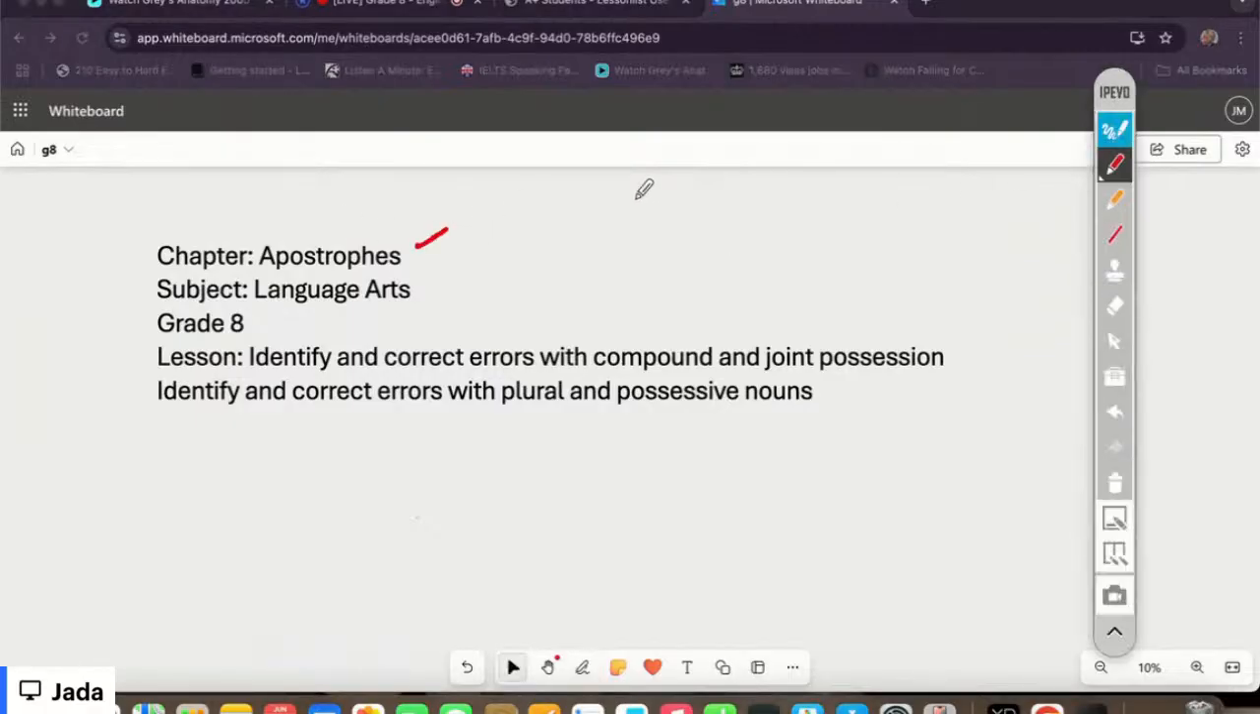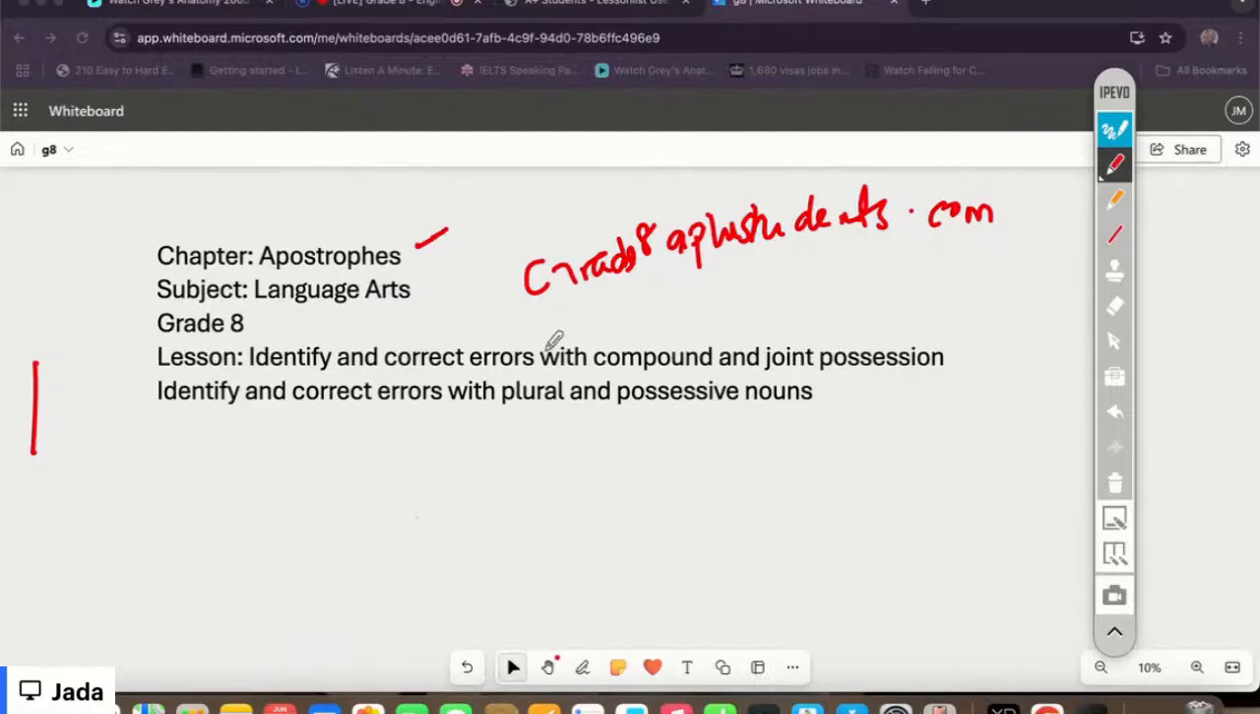Today we will have apostrophes. First, you have to log in using aplusstudent.com. Click on your name, move on to language at the grade 8. Chapters: the apostrophe lesson will be identify and correct errors with compound and joint possession. Identify and correct errors with plural and possessive nouns.